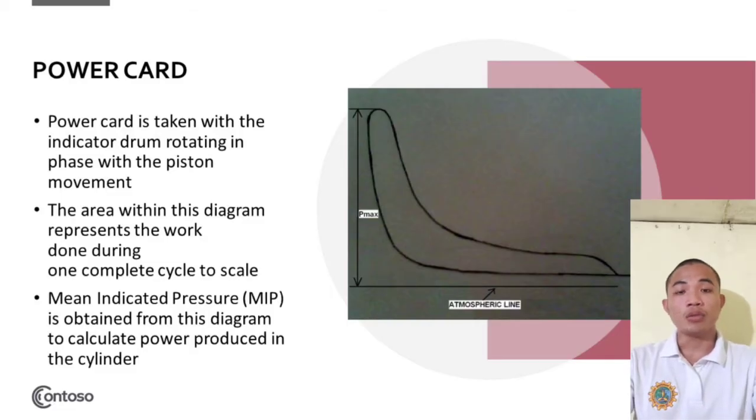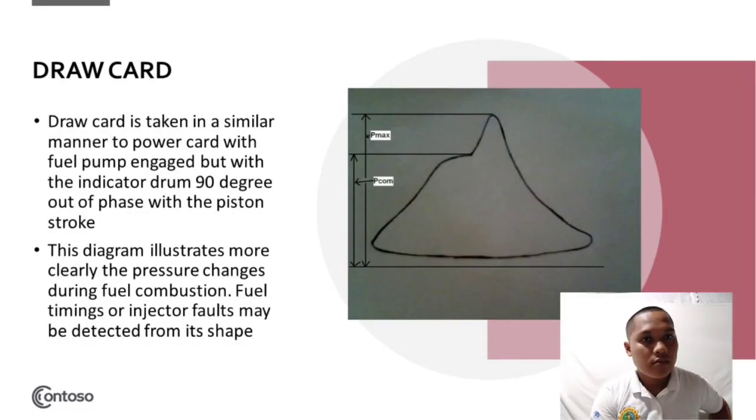So power card is also called a banana diagram because it looks like a banana and inside it is the work done. So the mean indicated pressure or MIP is obtained from this diagram to calculate the power produced in the cylinder. And every cylinder of an engine has a different power card, and it's there that you will get the data to compare or to say that it's in normal operation, or if there is any deviation from normal condition, it can only be known based on our power card data.